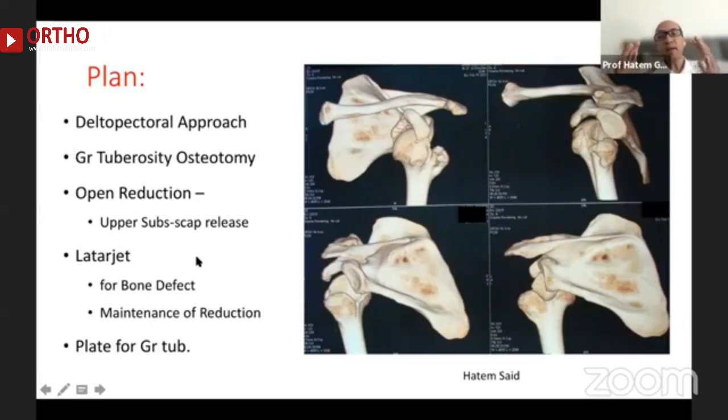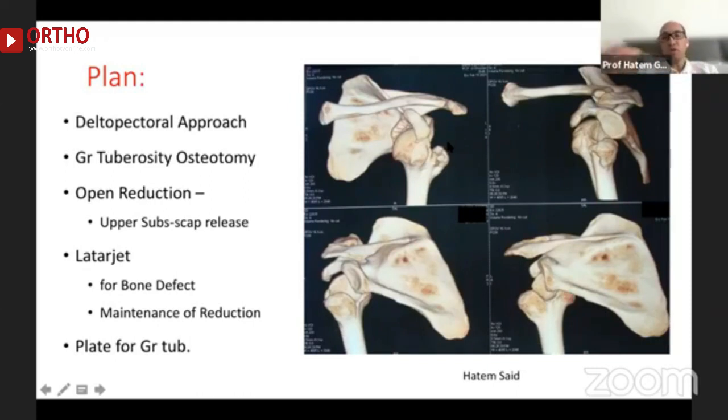Now, for the posterior soft tissue contracture, what we do, before you reduce, is try to release all the tissues behind the glenoid with an osteotome. So we come back with an osteotome and release the infraspinatus. It's usually adhered to the posterior glenoid. You try to release that all the way, and that gives you some internal rotation.